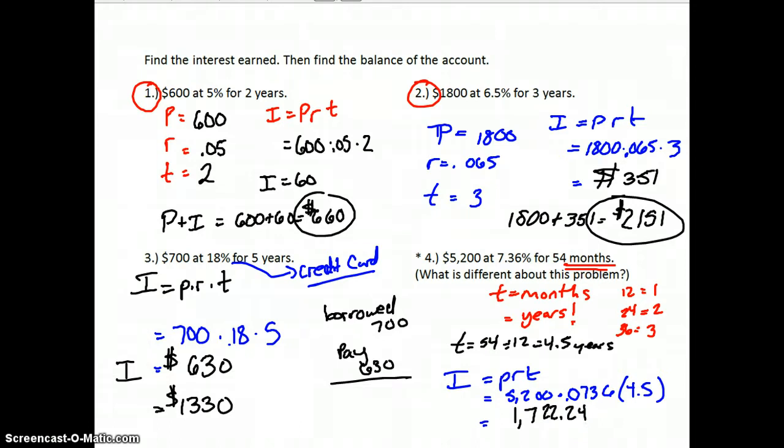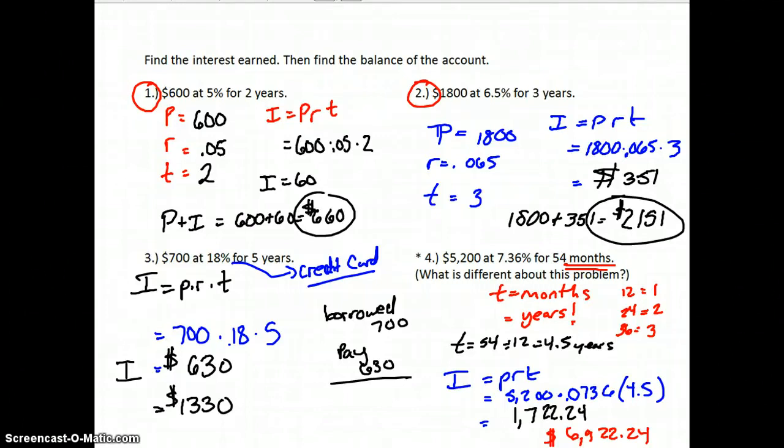$1,722.24. So the grand total here, when we add that back into our principal, is $6,922.24. Okay? So whenever you have months given to you, you actually have to divide it by 12 to figure out what the years is.